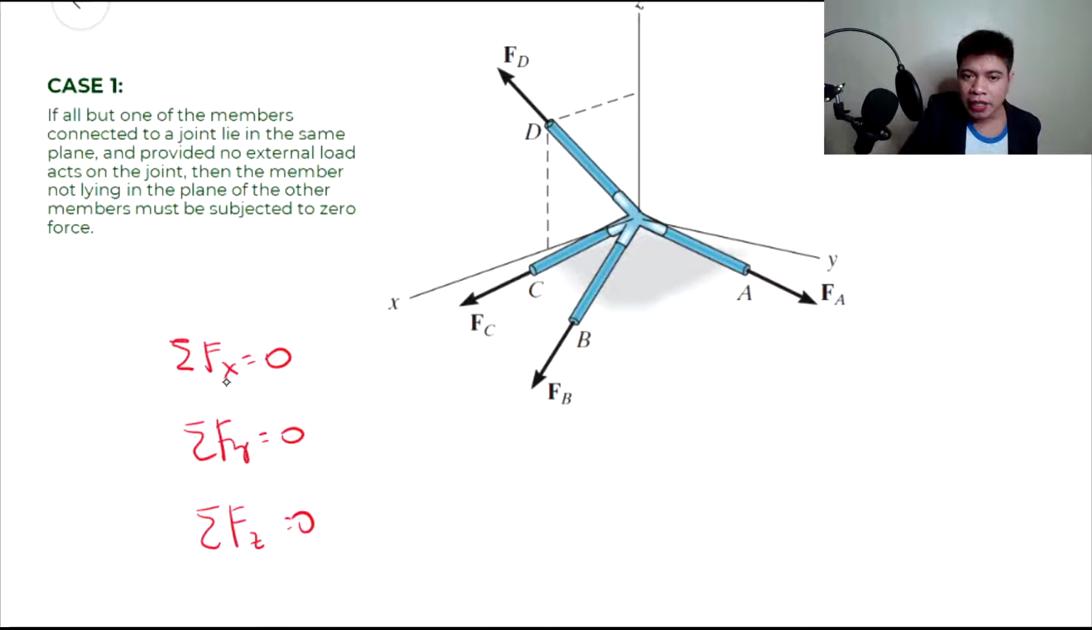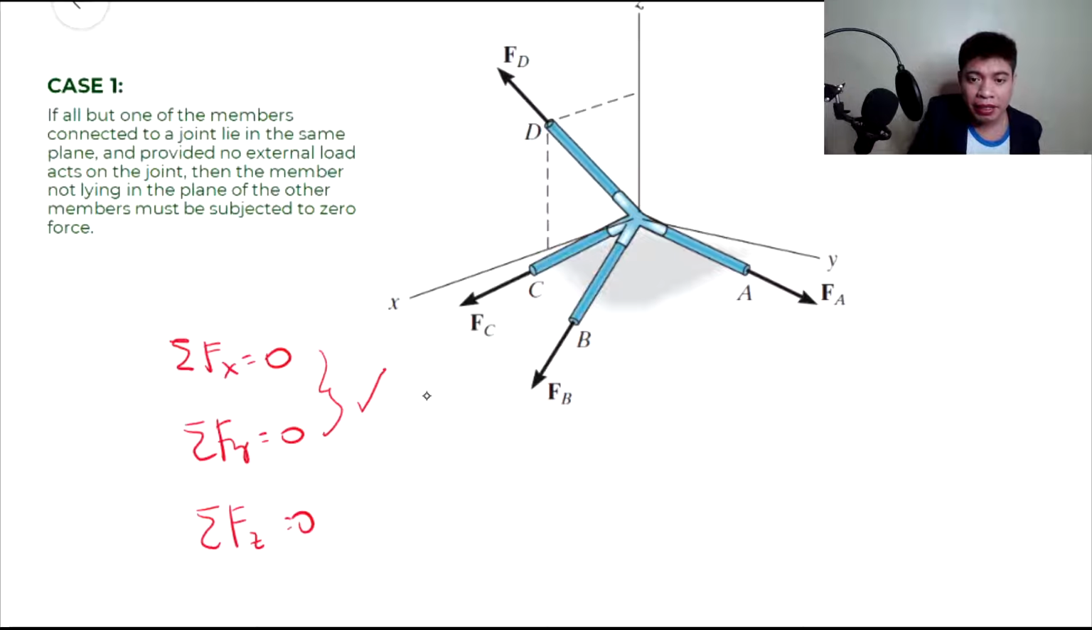Okay. So sa case ng summation of forces x equals to 0 at summation of forces y equals to 0, itong dalawa na to, masasatisfy siya. Bakit? Kasi meron silang lahat, yung ating mga forces, maraming mga force members dito, yung merong x at saka y components, di ba?